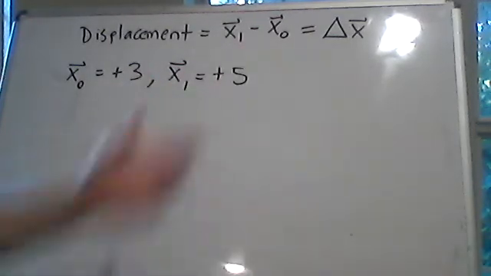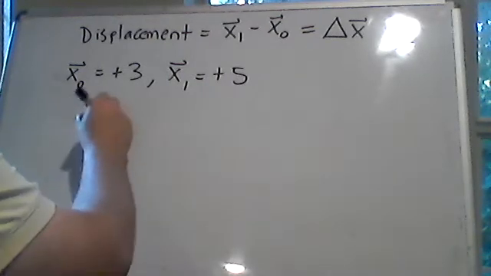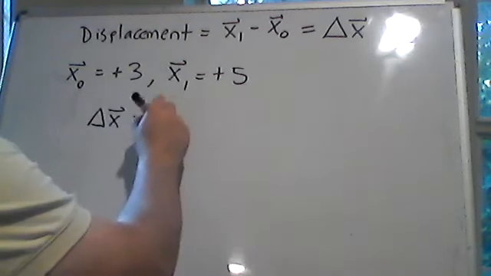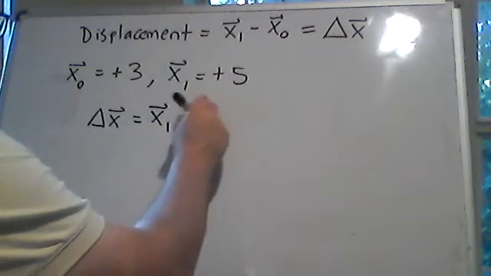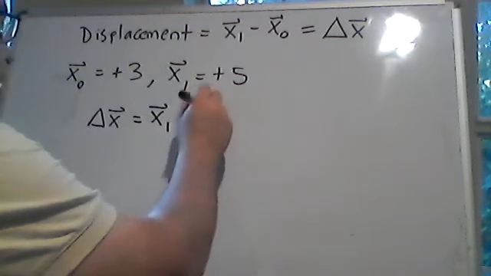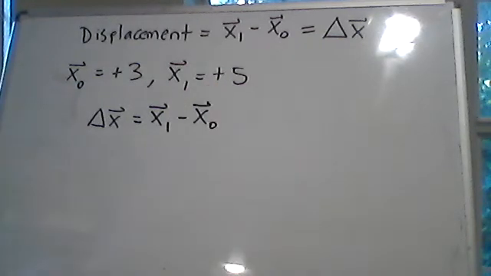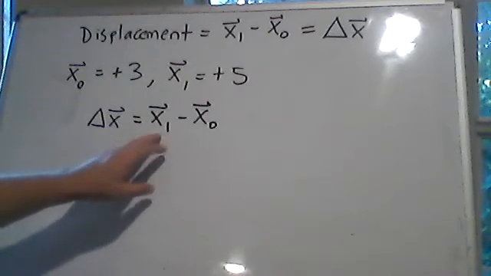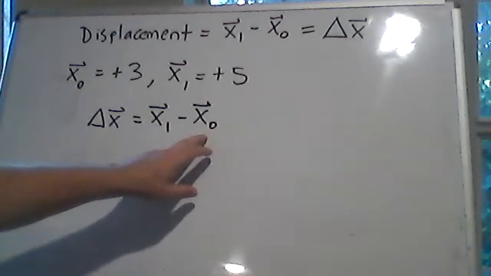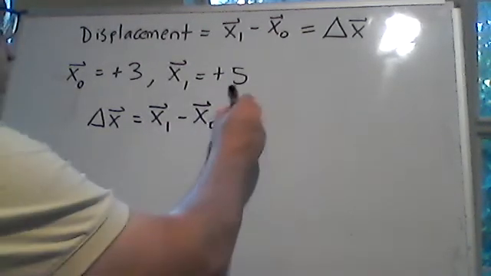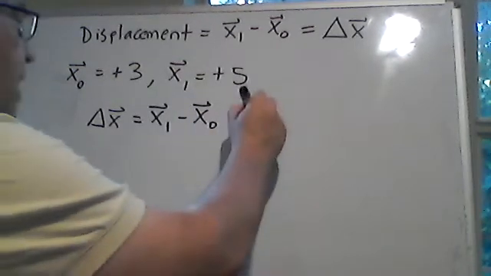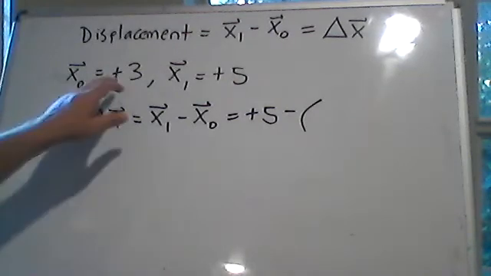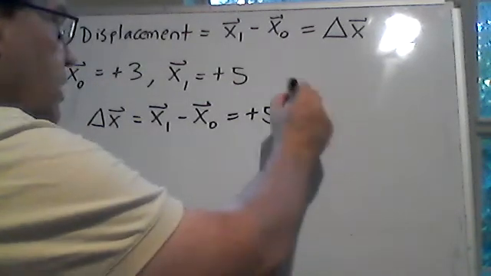So let's follow the recipe. The displacement, which is called delta x, is going to be, as I said, x1 minus x0. Now, we have to be very careful of negative signs sometimes. Not so much here. But anyway, it's x final minus x initial. All right, so my final is positive 5 minus my initial, positive 3. And this is an algebraic minus.